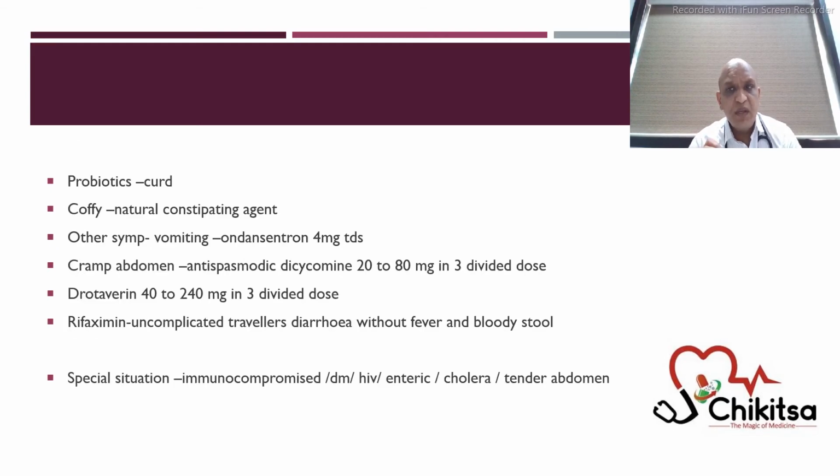You can also add probiotics. The normal natural probiotic is curd. You ask the patient to take curd in their normal diet. You can also suggest the normal anti-motility agent, that is coffee. You can ask them to have a coffee that will decrease the frequency of stool. So curd and coffee will help in diarrhea. Then you need to treat the other symptoms of food poisoning, that is vomiting, which has to be covered with ondansetron. If there is a spasm or crampy abdomen, that has to be covered with dicyclomine or drotaverine.